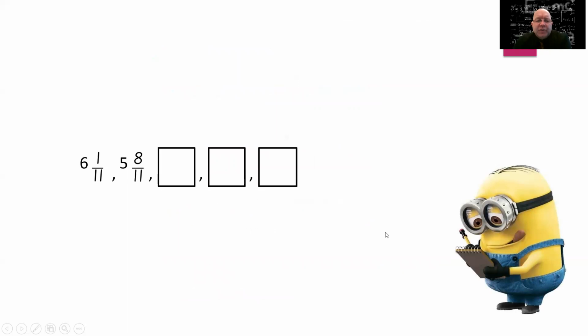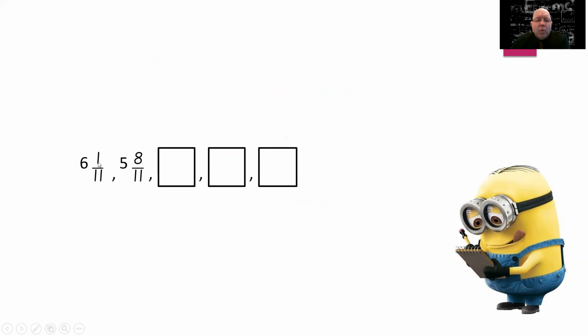Right, here we have the start of another number sequence. We've got 6 and 1 eleventh. We've got 5 and 8 elevenths. So our first job is to work out what the step is. We're clearly going down. We've got 6 whole ones here and 5 whole ones here. So it's subtract. Well, how much do we subtract?